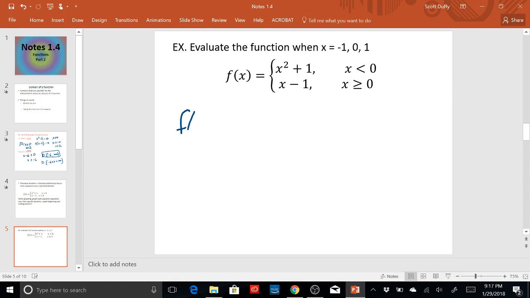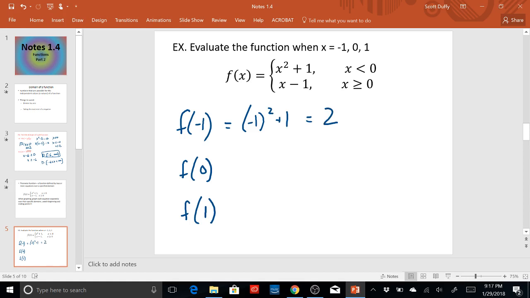We're trying to find the function of negative 1, the function of 0, and the function of 1. Those are our values of x. Now, when x is less than 0, we use x squared plus 1. Negative 1 is less than 0, so we're going to use x squared plus 1, put in negative 1 squared plus 1, and you get a value of 2.